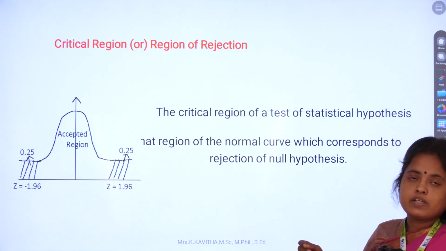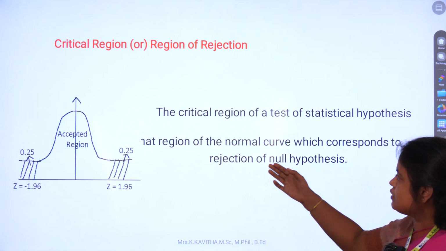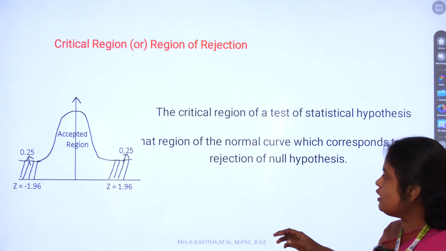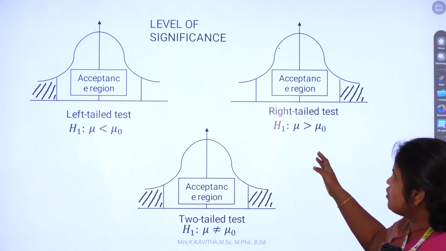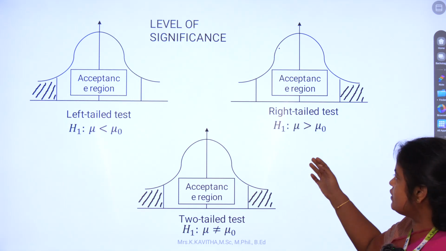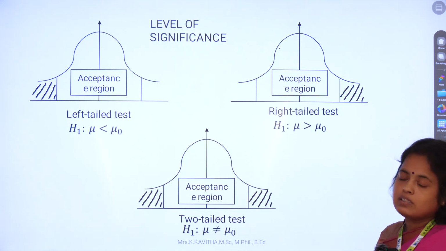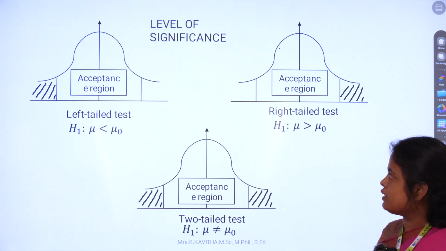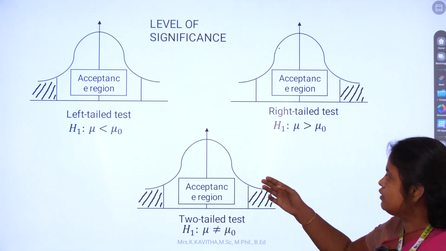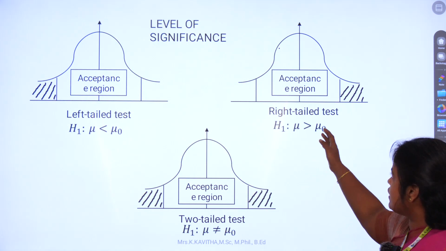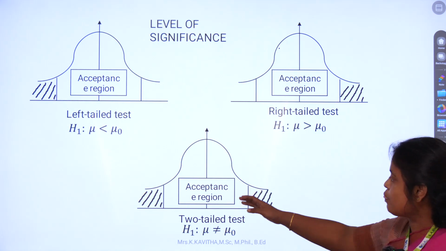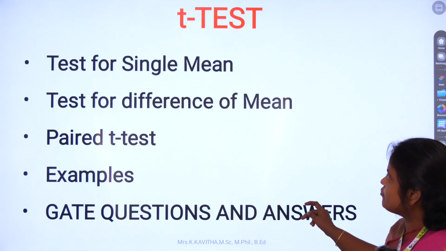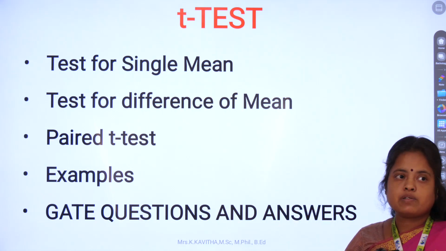Then we will see the topic critical region. The critical region is the region of the normal curve which corresponds to the rejection of the null hypothesis. Already we have seen the three different cases in the alternative hypothesis, that is left tail test, right tail test and two tail test. In left tail test, H1: mu less than mu naught. In right tail test, H1: mu greater than mu naught. In two tail test, H1: mu not equal to mu naught.